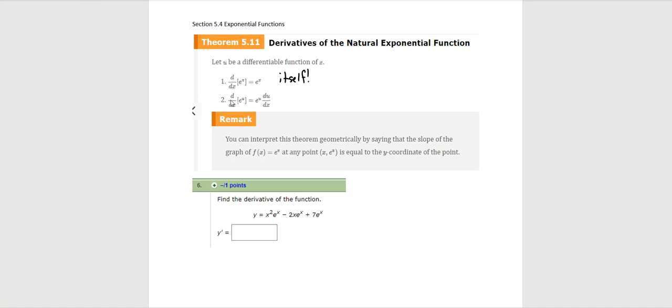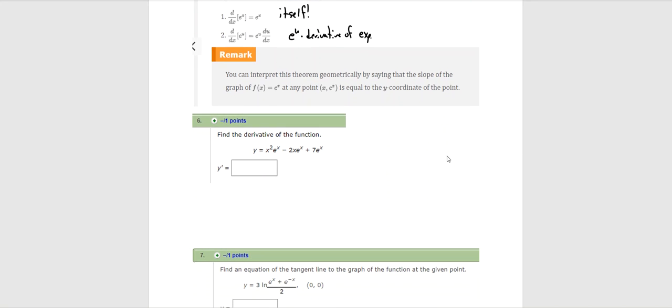And the only thing we have to do if there's something going on in the exponent, right, we use a u substitution. So it's itself times the derivative of the exponent. So e to the u times the derivative of the exponent. And a nice little remark here. Let's find the derivatives. We got some product rule going on here. So we'll take a look at those individually, but here we go.